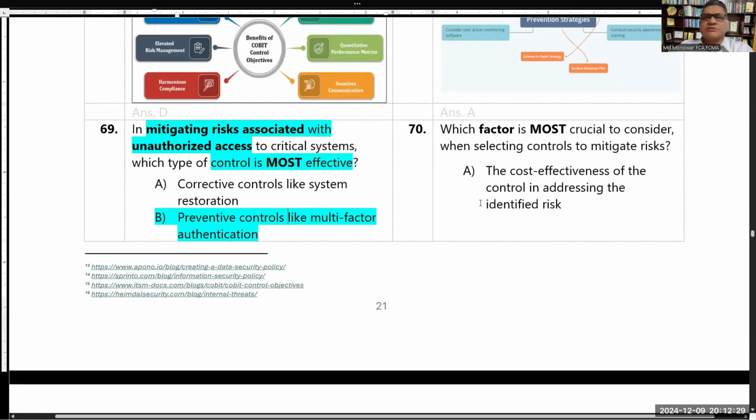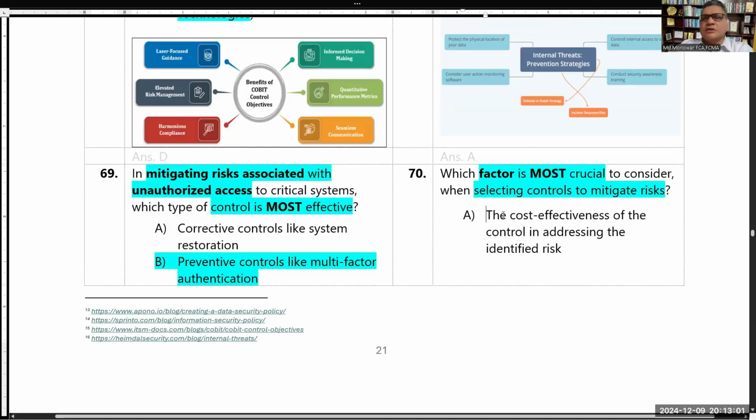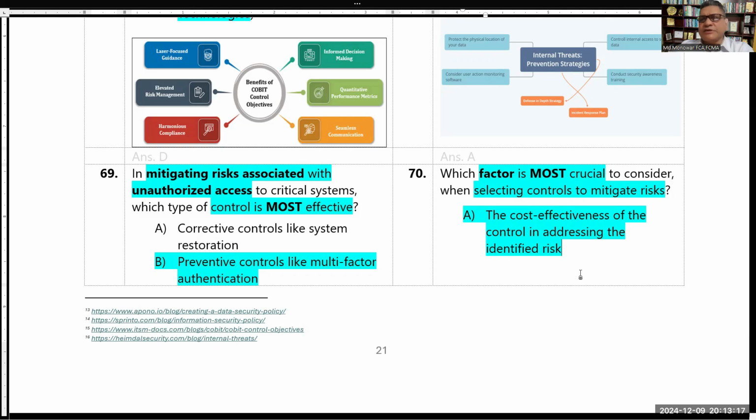Answer B. Next one. Which factor is most crucial to consider when selecting controls to mitigate risks? The cost effectiveness of the control in addressing the identified risks.